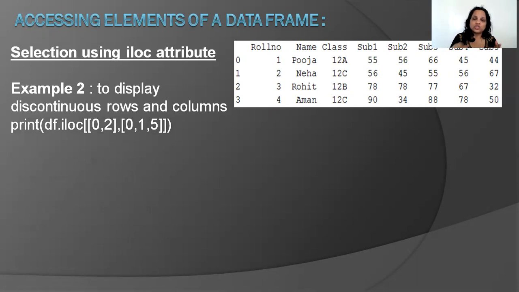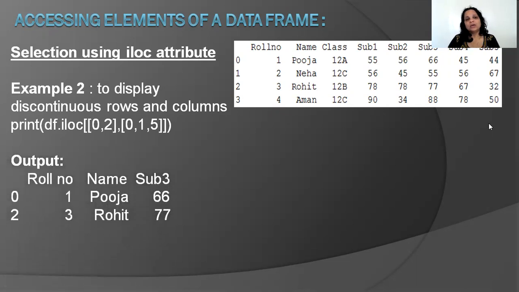So if you write 0, 2 for row, the 0th row and the second row, meaning row number 0 and row number 2 will be displayed, and column number 0, column number 1, and column number 5 get displayed. So what could be column number 5 in this scenario? 0 is roll number, 1 is name, 2 is class, sub 1 is 3, sub 2 is 4, sub 3 is 5. So we are going to see roll number, name, and sub 3. Is that clear? Because it's discrete or discontinuous, whatever you have specified, it'll show you.